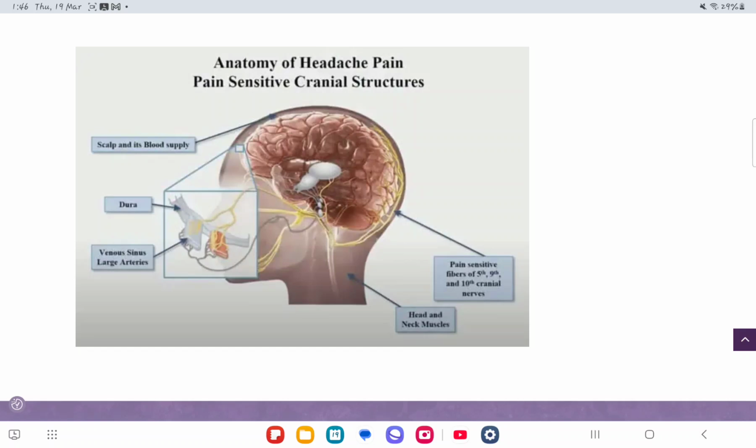We have pain sensitive fibers of our 5th, 9th and 10th cranial nerves, which are the trigeminal, glossopharyngeal and vagus nerves. So what are the pain sensitive structures? We go from above to below. First is our scalp, then our meninges, then our blood vessels, our large veins and arteries, and our nerves, 5th, 9th and 10th, plus the head and neck muscles.